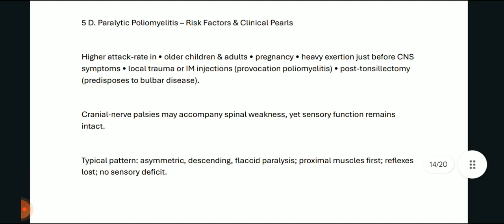Now continuing paralytic poliomyelitis, the risk factors and clinical pearls. The risk factors are higher attack rate in older children and adults, in pregnancy, and in heavy exertion just before CNS symptoms, and local trauma or intramuscular injections, which can cause provocation poliomyelitis, and post tonsillectomy, which predisposes to bulbar disease. The cranial nerve palsies may accompany spinal weakness, yet sensory function remains intact. About the typical pattern: asymmetric descending flaccid paralysis, proximal muscles are involved first, reflexes are lost but no sensory deficit is there.